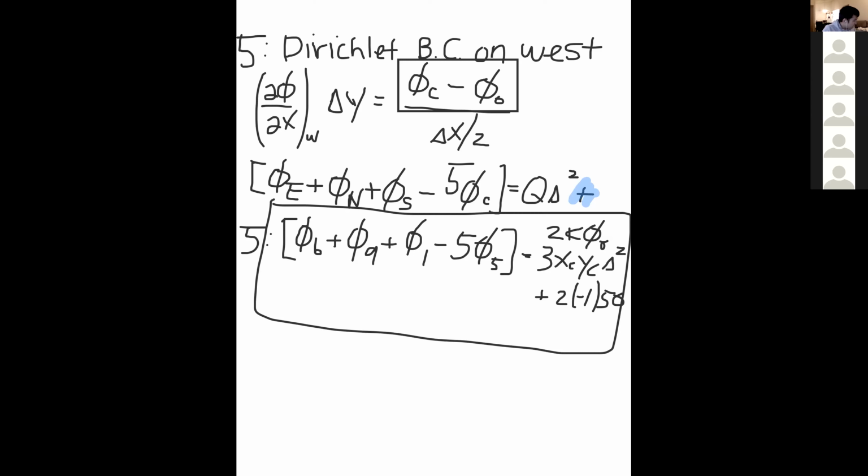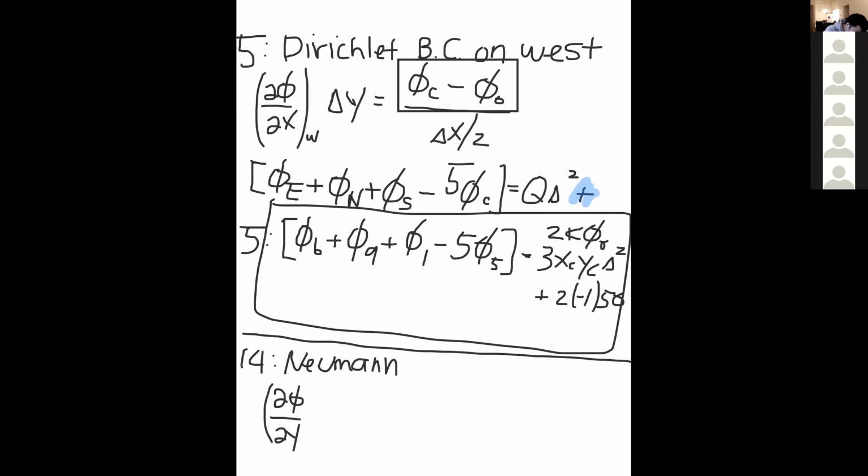Okay, so let's do a Neumann condition now. Let's do cell 14, because 14 is on the north face. We have the same deal here. For the Neumann condition, we're going to replace the integral that corresponds to that boundary with the Neumann condition. So for cell 14, which borders the north boundary, we have d phi dy on the north face, times delta x. We're going to replace this entire derivative with the Neumann condition, which is gamma, and then multiply by delta x.